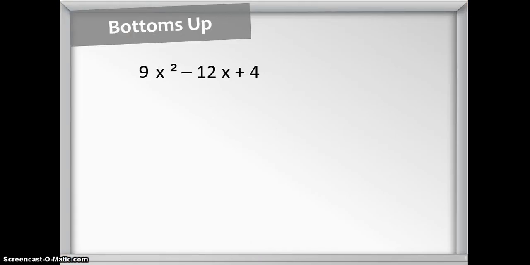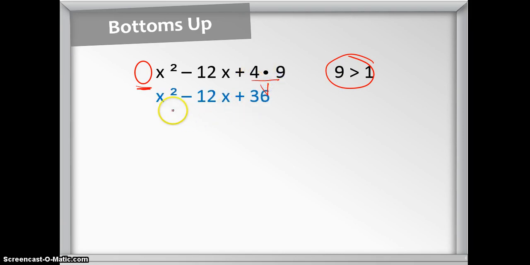Okay, so the first thing that you're going to do is take this 9, which is the coefficient, because it is greater than 1, and you are going to multiply it to the c. When you do that, now this becomes x squared minus 12x plus 36. You do the same thing that we did before. What multiplies to 36 and adds to 12?